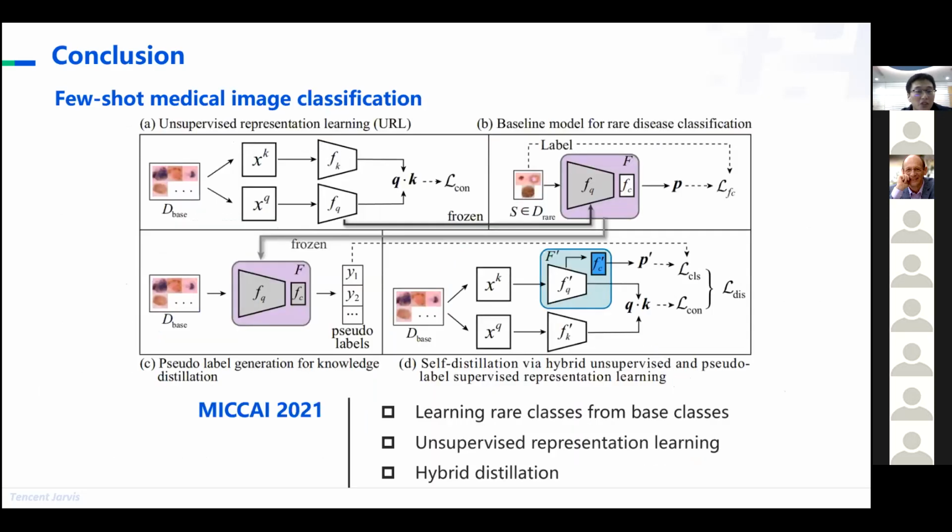Then the third work is few-shot medical image classification. The key idea here is to learn rare diseases from base classes. It is based on unsupervised representation learning to get the baseline model. And then in the last step, we use a hybrid distillation, integrating the pseudo-label supervision as well as contrastive learning for an effective classification model.